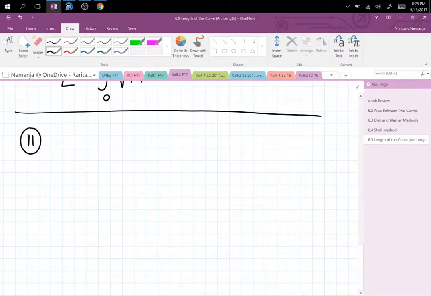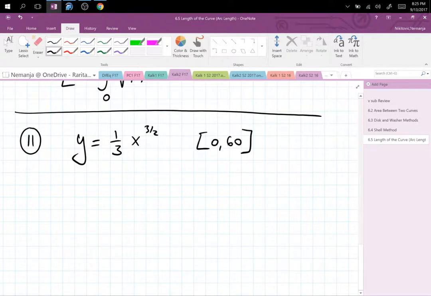Problem 11 says that the function is y equals 1/3 x to the 3/2 on 0 to 60. That's the problem. And we really don't need to draw anything here because it's quite clear what we're doing. To find the length of the curve between 0 and 60, there's just one formula. You don't have to worry about stretching dx or dy or anything like that. The formula is given in terms of x. It's dx and you're done. It's kind of simple, right?